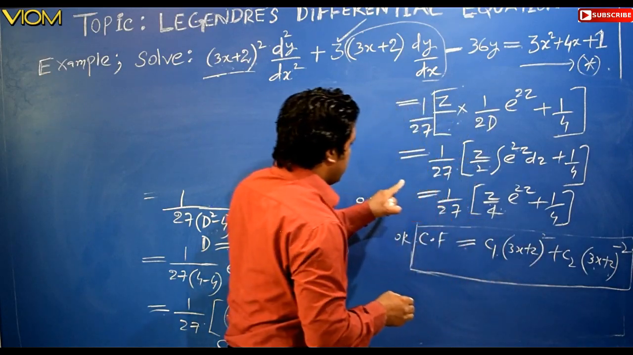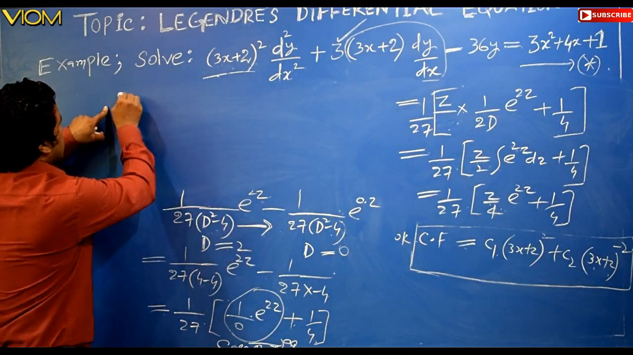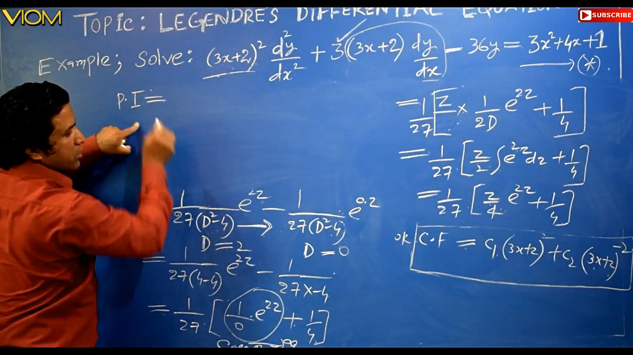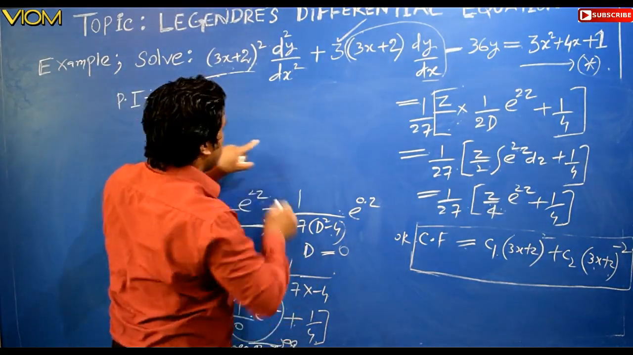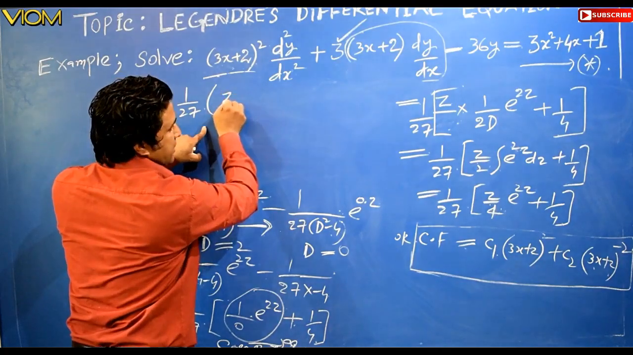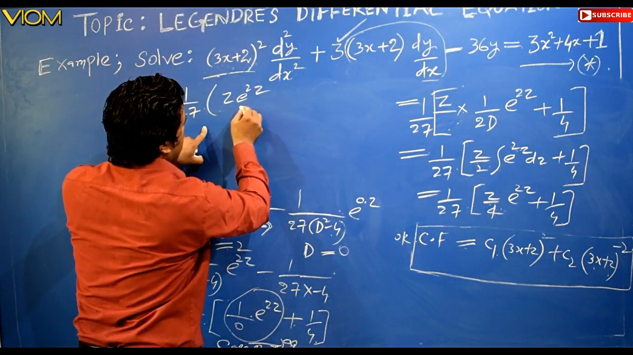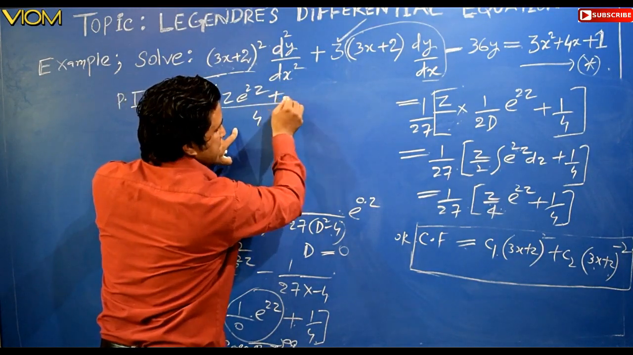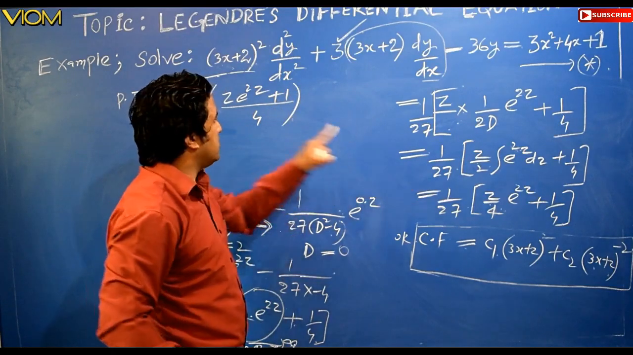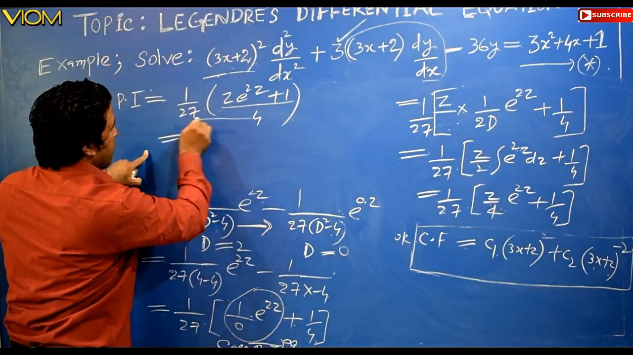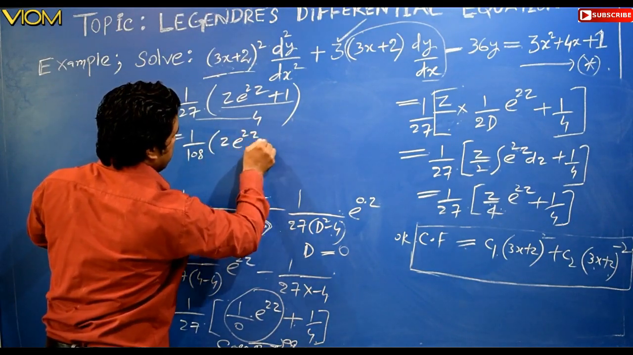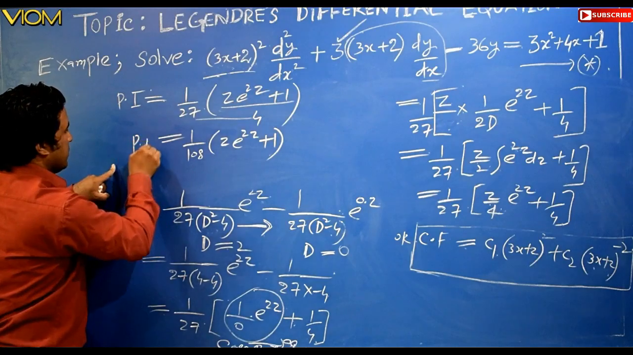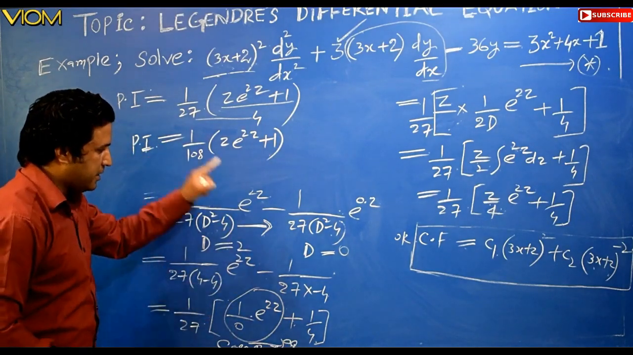I can solve here this particular integral. This particular integral is equal to 1 divided by 27 as it is. This becomes z into e raised power 2z, whole divided by, I will take 4 here, plus times of 1. You will multiply 4 with 27. This becomes 108. This is z into e raised power 2z plus of 1. So this is the particular integral.